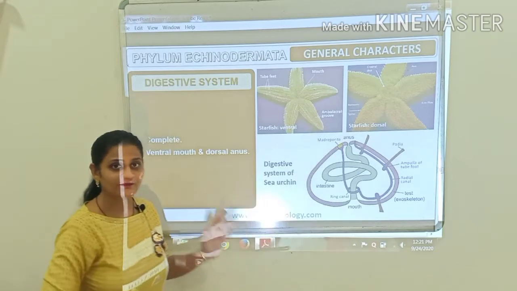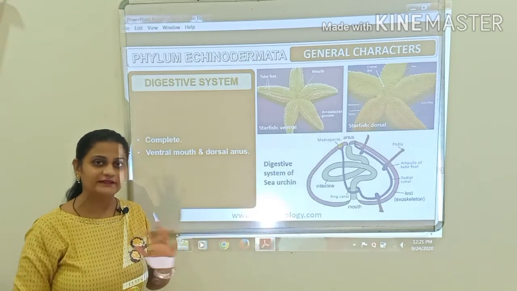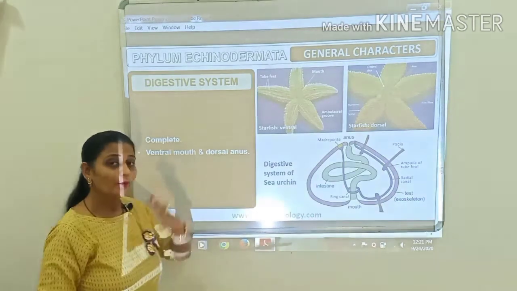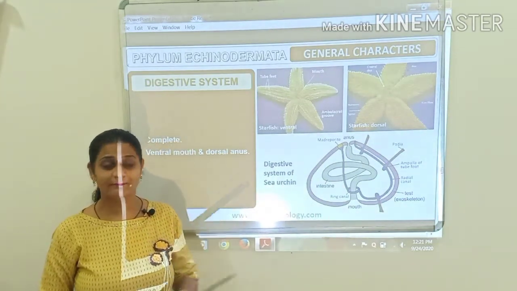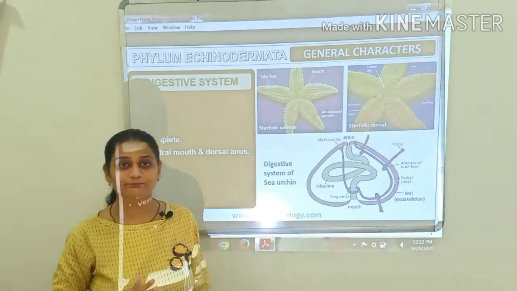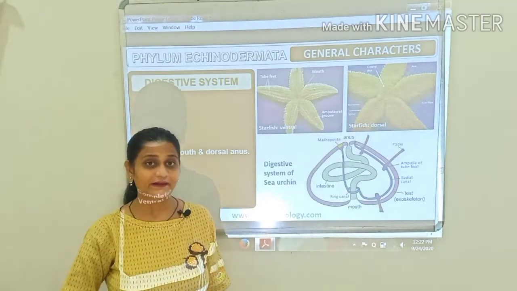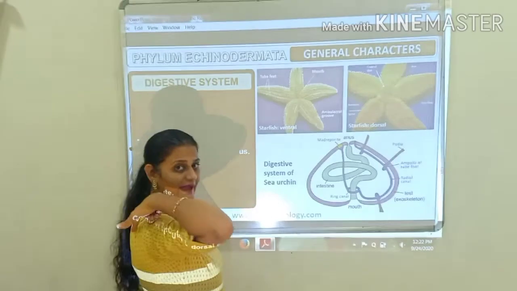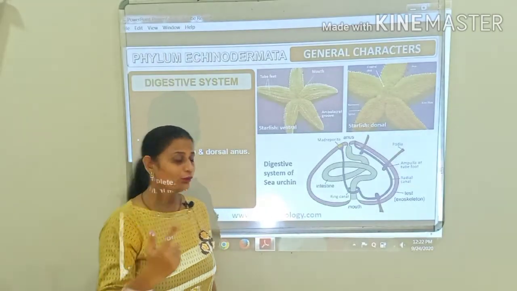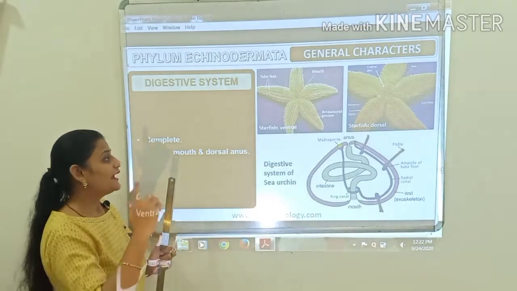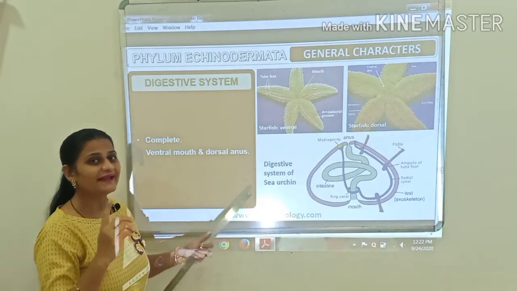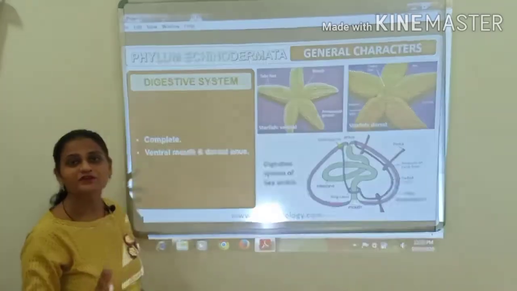I hope this is clear. Ventral and dorsal sides are clear to everyone. Once again, ventral side means the lower part and dorsal side means the upper part. If I talk about my own body, this is my ventral side and this, my back, is the dorsal side. Okay, so on the ventral side mouth is present and on the dorsal side anus is present in echinoderms.